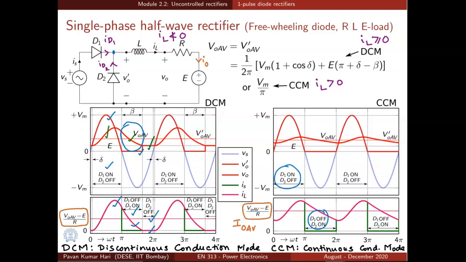The average output voltage will obviously be different in continuous conduction mode and discontinuous conduction mode. In the discontinuous conduction mode, the average voltage is a function of delta and beta as shown by this expression. It can be found by integration. And in the continuous conduction mode, average output voltage is just Vm by pi because it is similar to the other case. Again, the average output current is VO average minus E by R in both the cases as shown here.